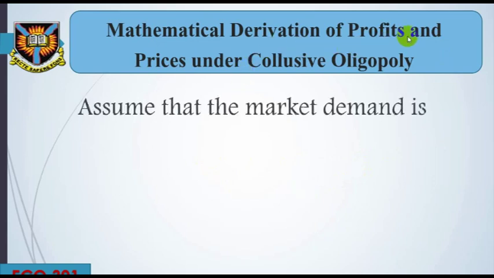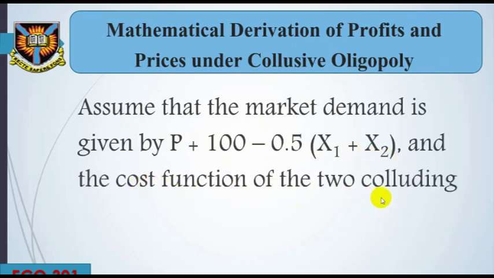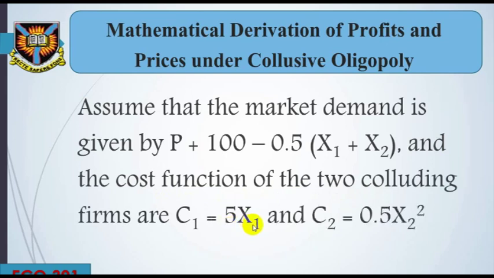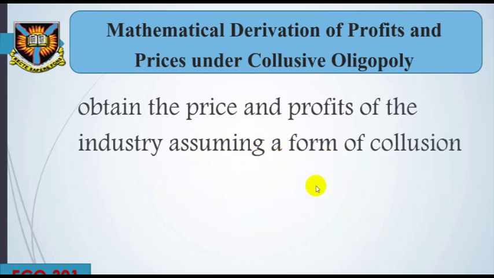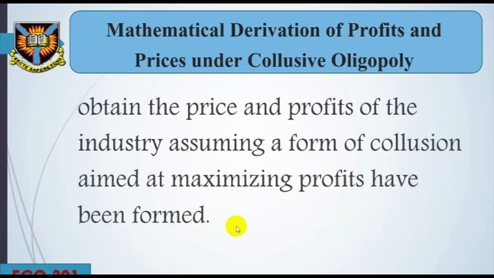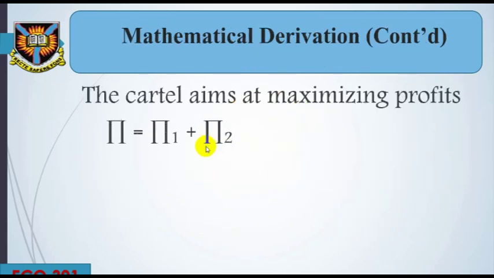Mathematical derivation of profits and prices under collusive oligopoly. Assume that the market demand is given by P = 100 - 0.5(x1 + x2), and the cost functions of the two colluding firms are C1 = 5x1 and C2 = 0.5x2 squared. Obtain the price and profit of the industry, assuming a form of collusion aimed at maximizing profit has been formed. The cartel aims at maximizing profit.